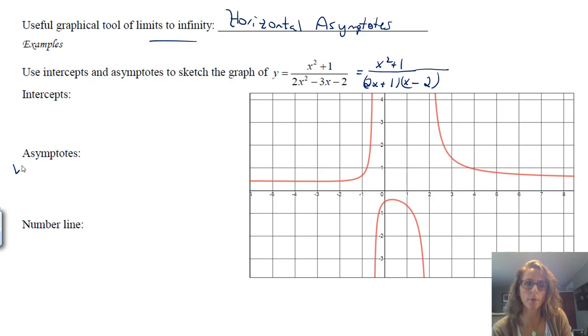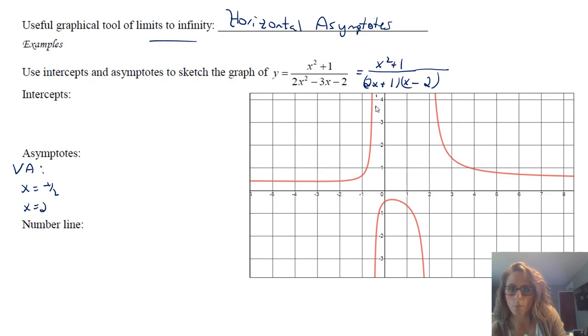So you may remember from pre-calculus that your vertical asymptotes here are going to be at x equals -1/2 and x equals 2. And you can see that by looking at my graph here. But the vertical asymptotes are not what limits to infinity tell us. They're telling us what's happening as x gets very, very big. Are we approaching some number over here? Are we approaching some number over here?